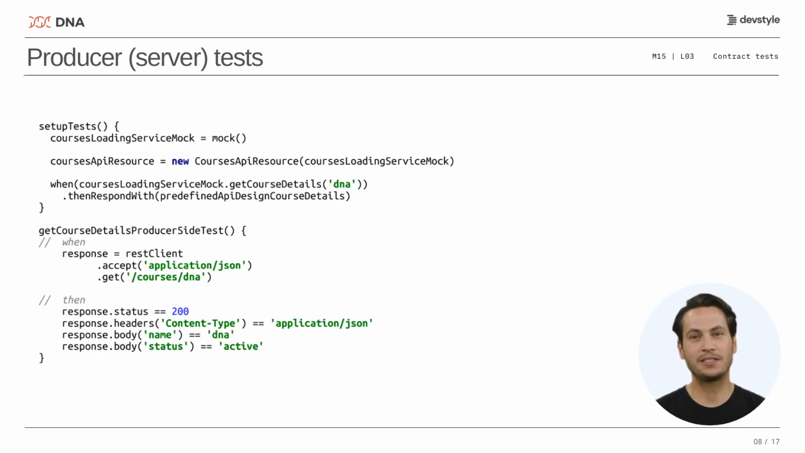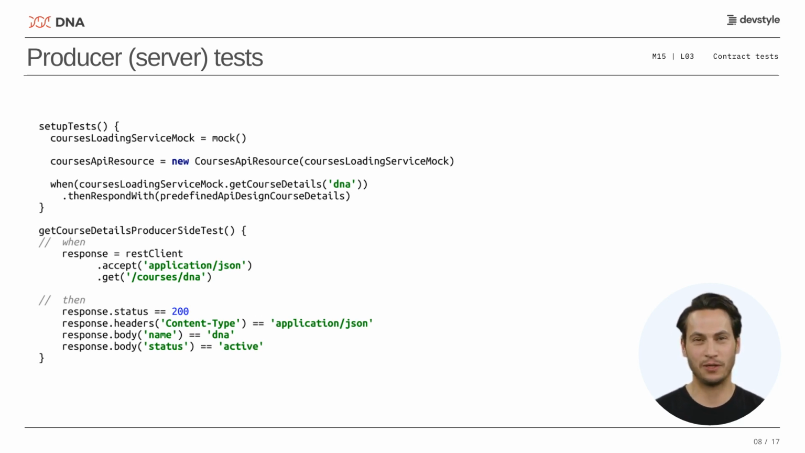We can see what it looks like in this pseudocode. We have both setup and test here. Setup creates a mock of the application facade and starts the physical resource of the REST API that will communicate with that facade. In addition, we teach the facade that calling its method getCourseDetails with a parameter value of DNA will return some predefined response.